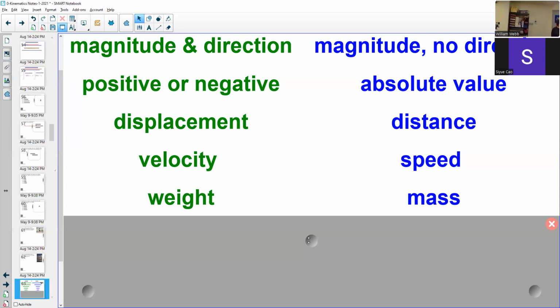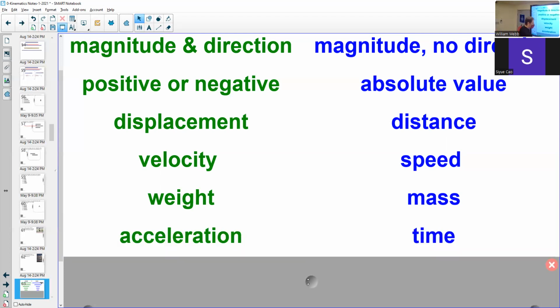All right, the next two don't really go hand in hand precisely, not like distance and displacement, velocity and speed, or weight and mass go hand in hand. Acceleration and time don't necessarily go hand in hand, but acceleration is a change in velocity. And since velocity is a vector, if it's changing, that's how we determine acceleration. That's going to be the focus in Unit 1B coming up starting next week. We'll start to nibble into that a little bit more.